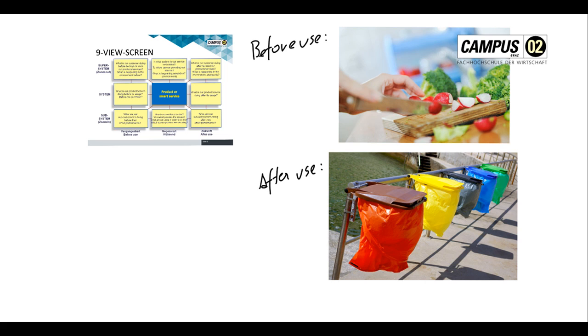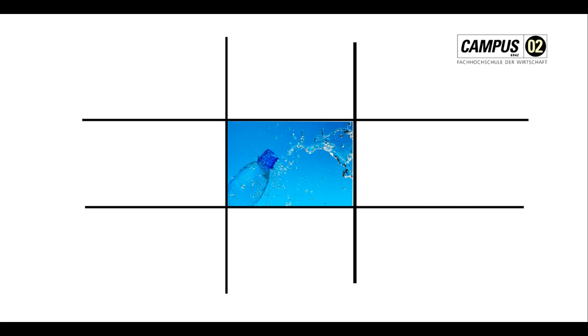This is the reason why the tool is called the 9-view screen, because out of the lines and the columns for super system, system, subsystem and before use to after use, the tool is built up on 9 views, or so to say 9 screens with different questions you can ask yourself to explore your product or service or idea or invention more deeply.